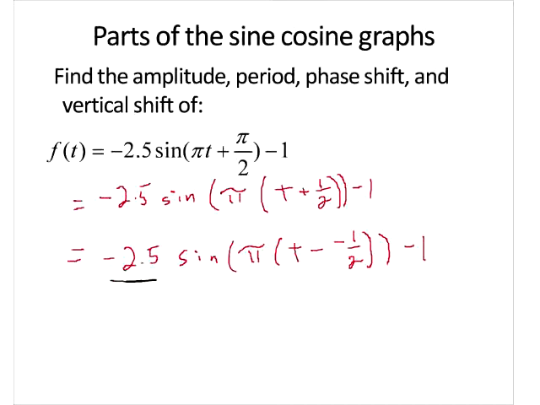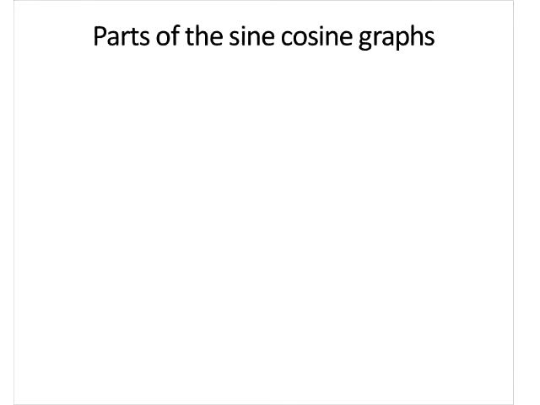The negative 2.5 is the a, pi is the b, negative 1/2 is the c, and negative 1 is the d. So I think I'm ready to identify the amplitude, period, phase shift, and vertical shift. So let's do that. All right, the amplitude. Now remember, it's the absolute value. It's the absolute value of negative 2.5, which is just positive 2.5. That's the amplitude.